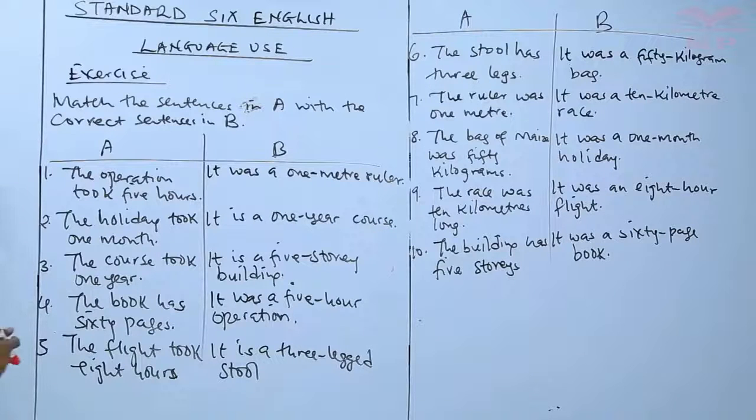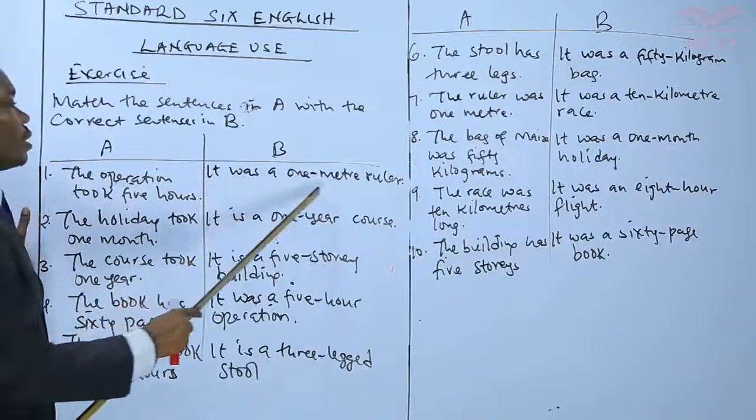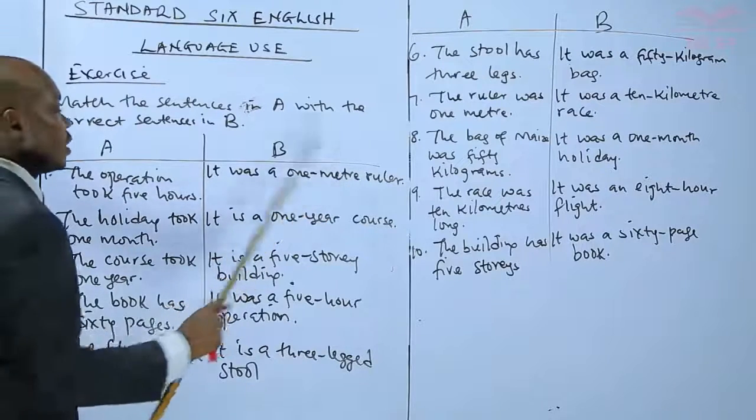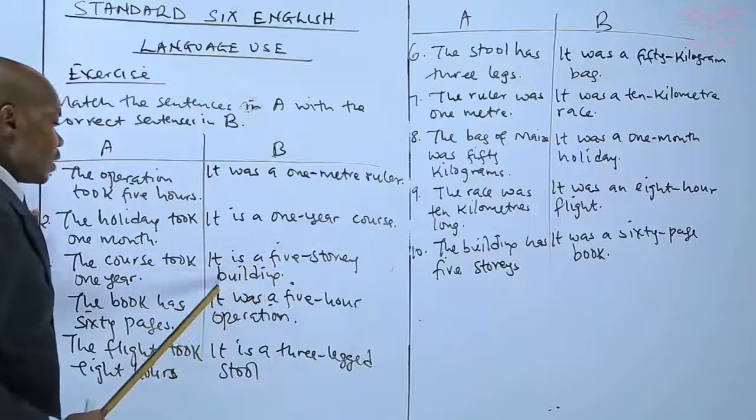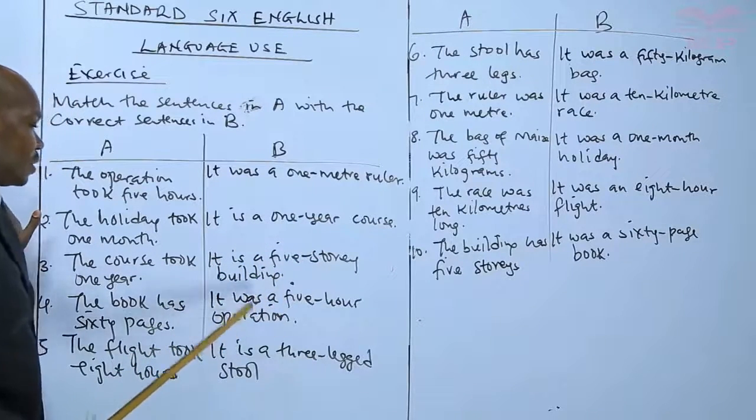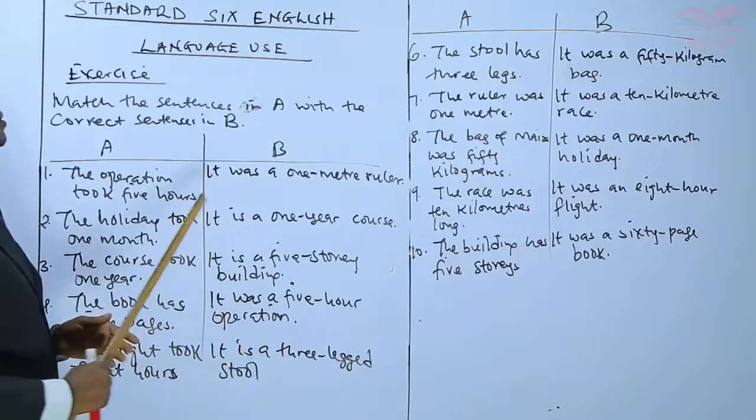The question reads, match the sentences in A with the correct sentences in B. A, the operation took 5 hours. The holiday took 1 month. The course took 1 year. The book has 60 pages. The flight took 8 hours. Here on the other side, you have it was a 1 meter ruler. It is a 1 year course. It is a 5-story building. It was a 5-hour operation. It is a 3-legged stool.